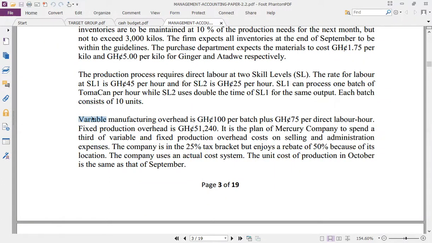Let's see this particular section. It is 100 Ghana cedis per batch. Each batch, we know how many units? 10 units. That means if it's 100 Ghana cedis for the entire 10, each one is worth 10 cedis. Perfect. Plus 75 Ghana cedis per direct labor hour. That means the manufacturing variable overhead is in two folds: 10 Ghana cedis per unit and 75 Ghana cedis per direct labor hour. Good.